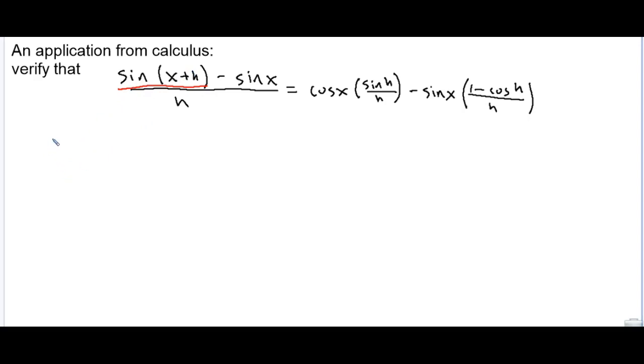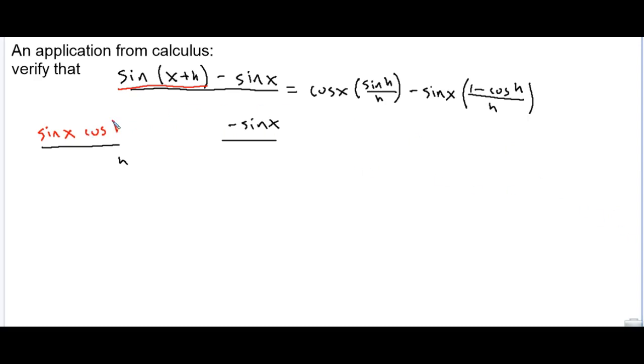So we can say that is sine x cosine h plus cosine h sine x, and then we have minus sine x all over h. Did I do that right? X, h, x. Oh, I think I should have this the other way. It should be x and h that way. Let me just redo this part right there. There we go, nice and bold, because I think I just did this the wrong way.